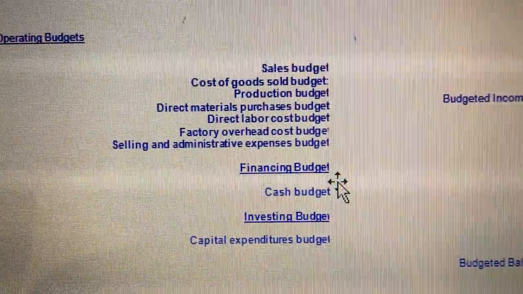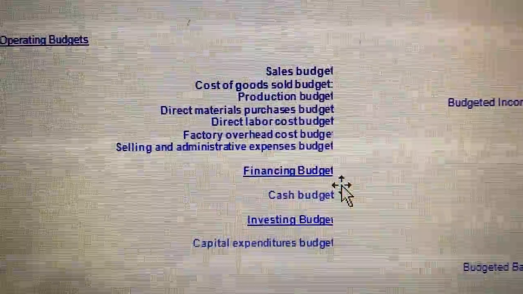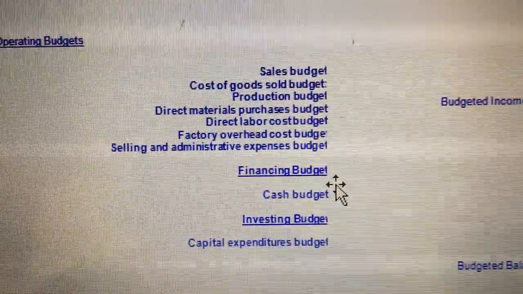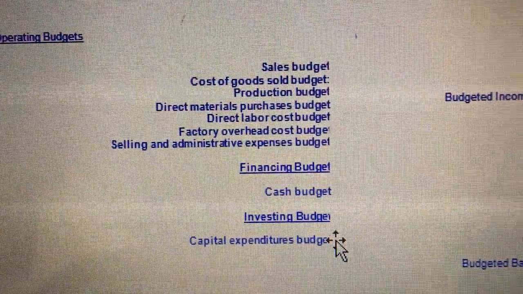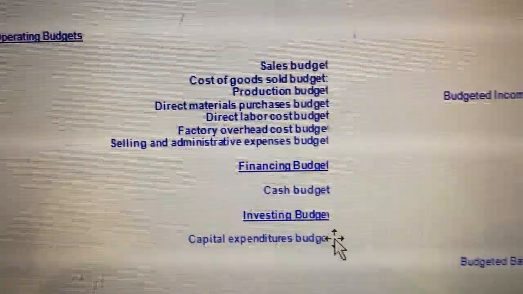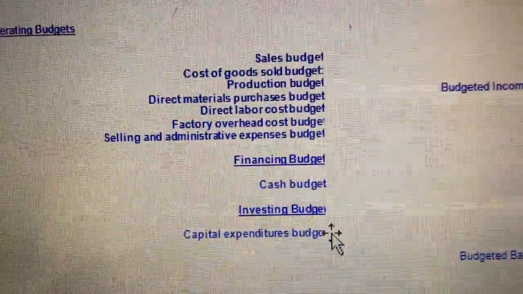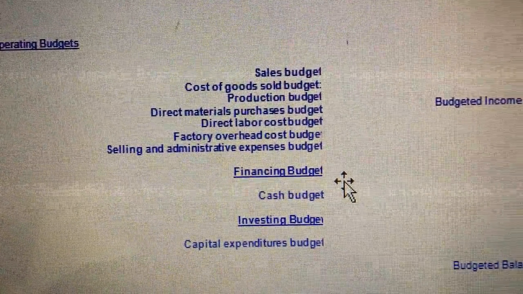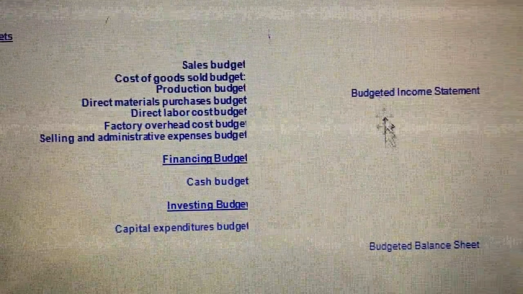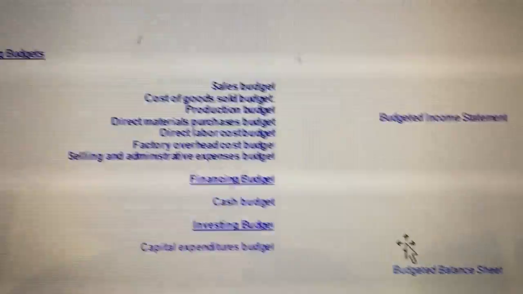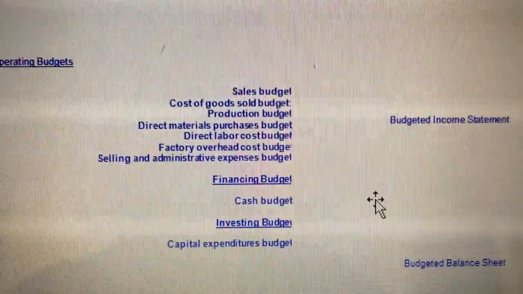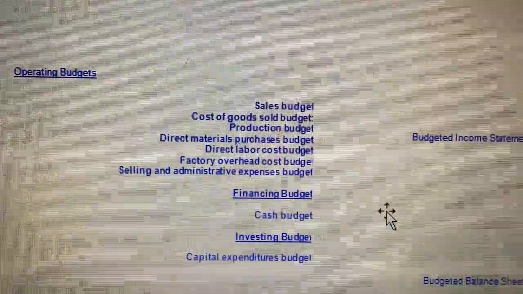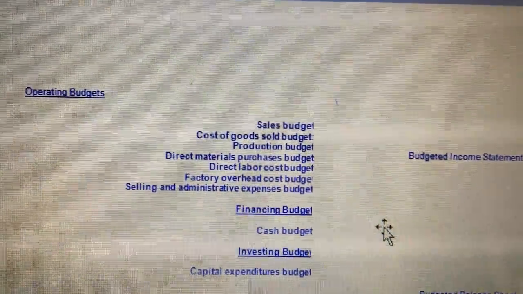Your financing budget, where you're going to get money, comes in with the cash budget, the one we're going to prepare. Your investing budget, where do you put that money, is your capital expenditure, where we're going to spend it. So we're focusing here on this financing budget, which is the cash budget, and then over out to the side are your pro forma or budgeted financial statements. So this multiple choice, there's a couple from this. You need to be aware of which ones are in which categories, okay?